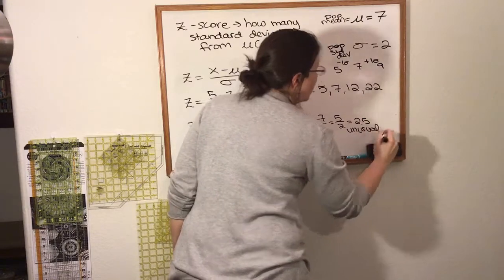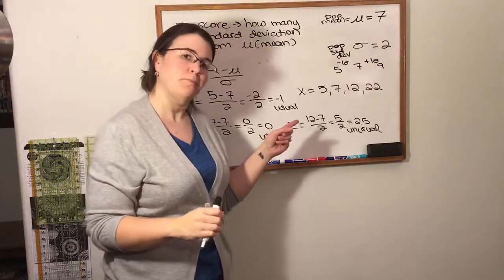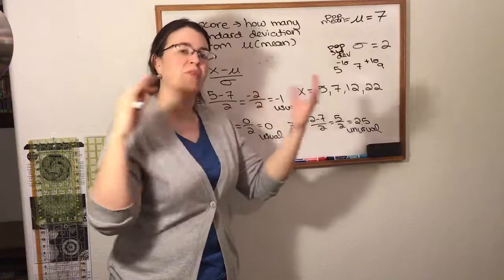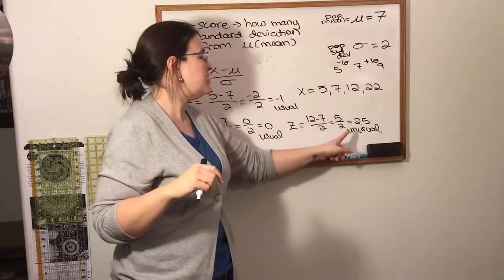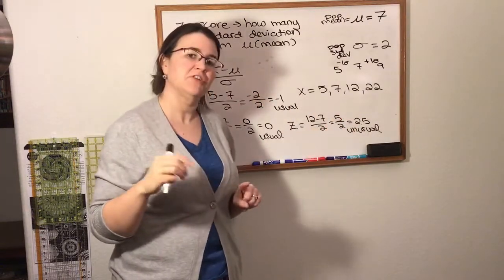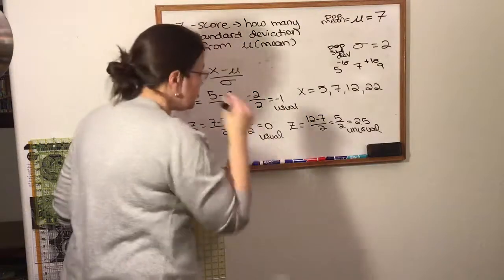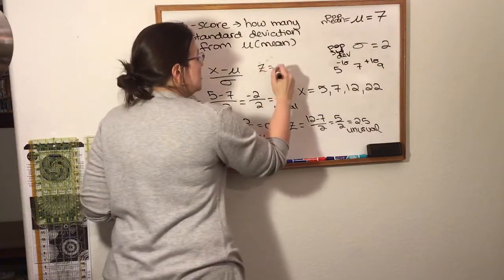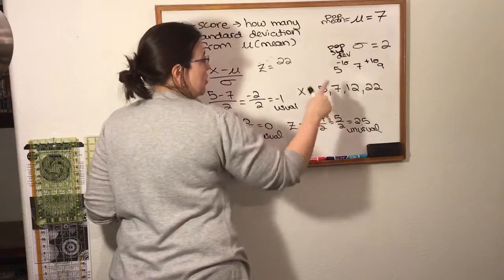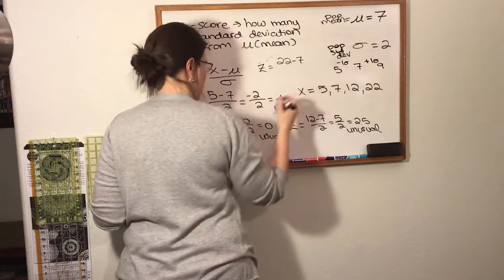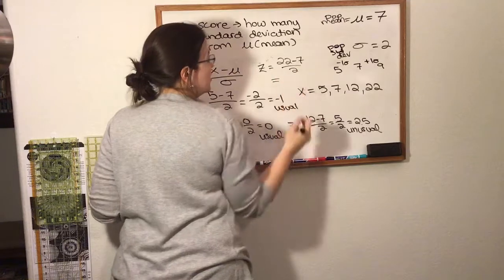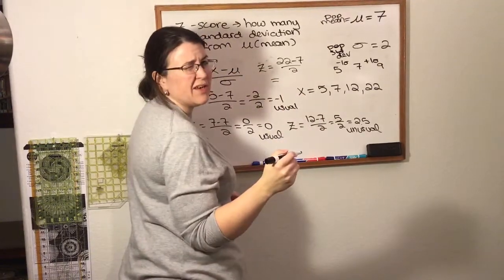This is now an unusual number. It should not be usual within my set of values because it is 2.5 standard deviations away from the mean. All right, so 22 should be really, really unusual. So there I would take 22 minus my mean over 2. Oh, 22 minus 7 is 15.